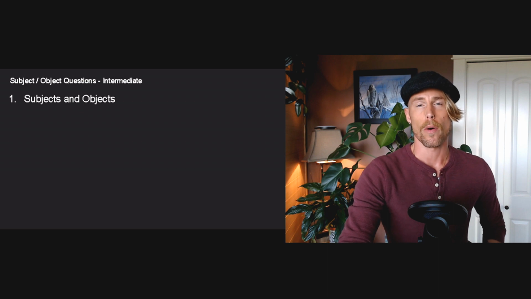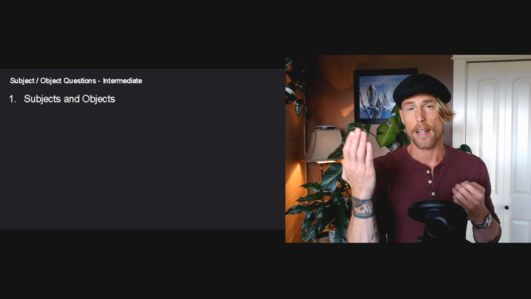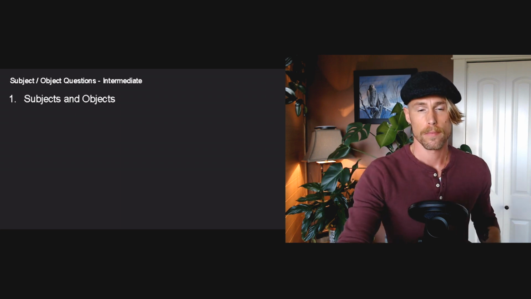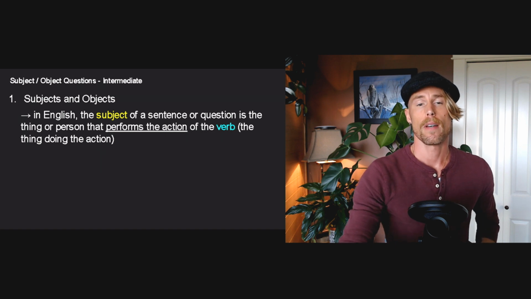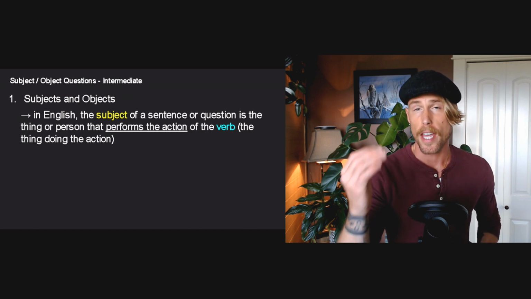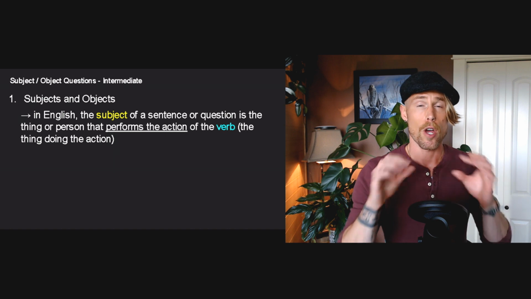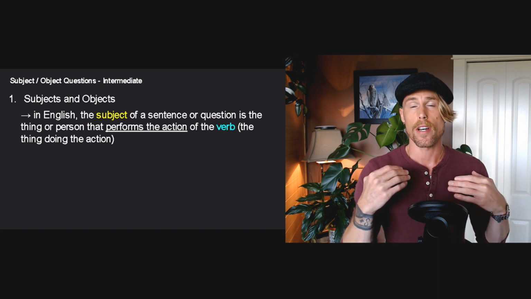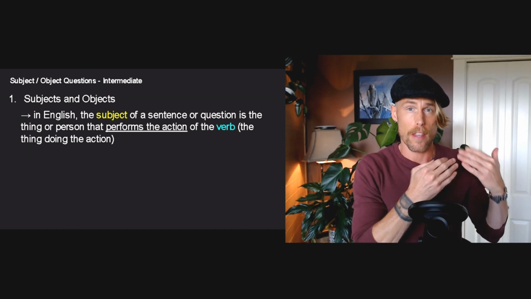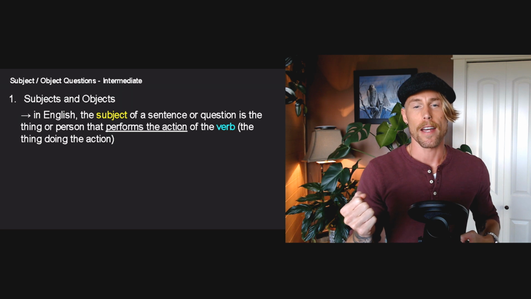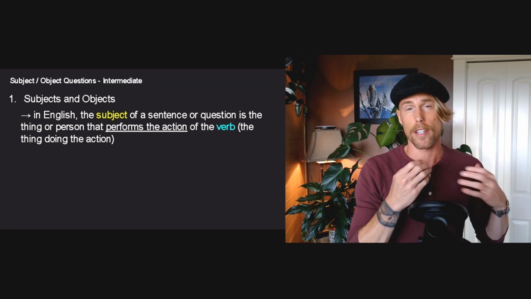First, we are going to talk about subjects and objects. What are subjects and objects in sentences and questions? In English, the subject of the sentence or question is the thing or person that performs the action of the verb. It is the thing doing the action. Subjects will be in yellow, and the verb that does the action will be in blue.